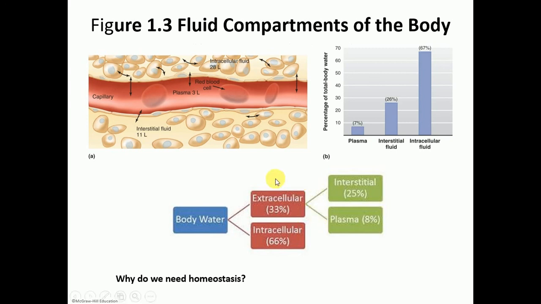Now, for that 33%, 25% is interstitial. Interstitial means between our cells, while 8% is plasma. Plasma means that it is inside of a blood vessel. So if you look at this image right here, if this represents all of our body fluid, 65% will be found within these cells, intracellularly, while 33% would be extracellular: the plasma, about 8% circulating within the blood vessels, and about 25% interstitial fluid. Again, interstitial fluid is the fluid found in between our cells.